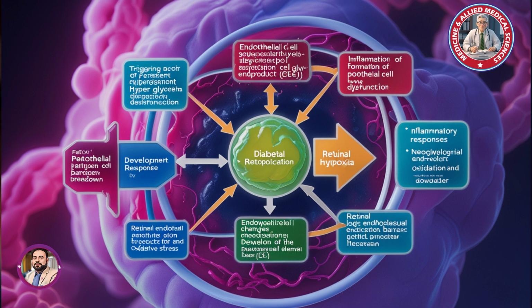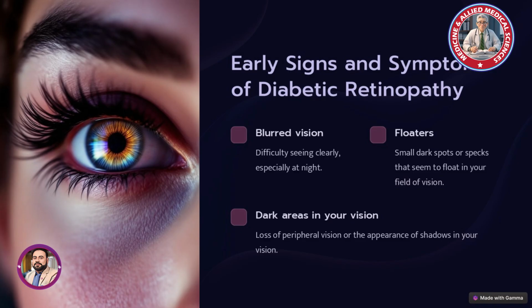3. Dark areas in vision. Dark or shadowy spots in vision occur when areas of the retina become oxygen-deprived, ischemic. These blind spots may obstruct parts of the field of vision and become more pronounced with progression, particularly in proliferative diabetic retinopathy, PDR. Additional symptoms.